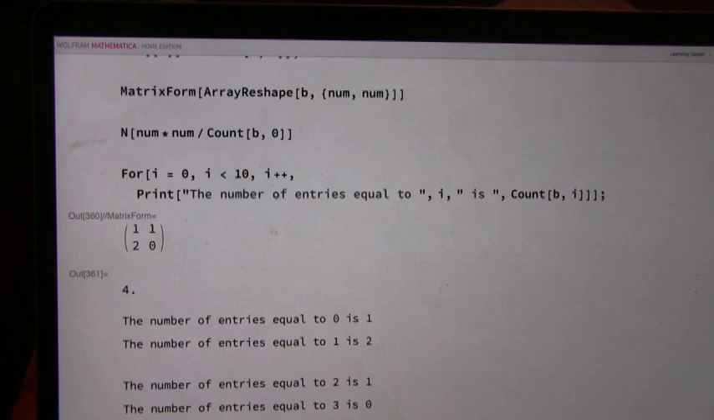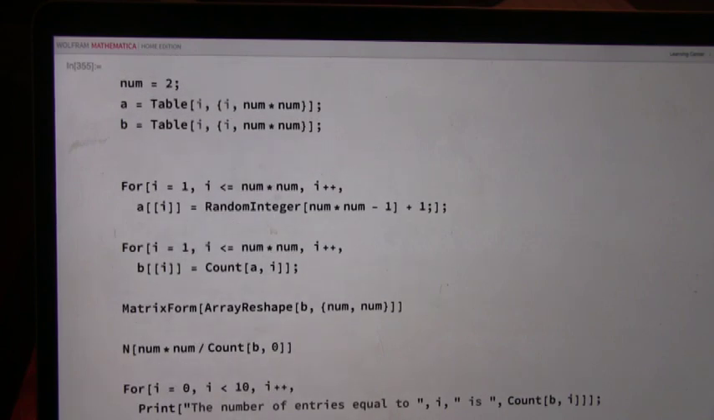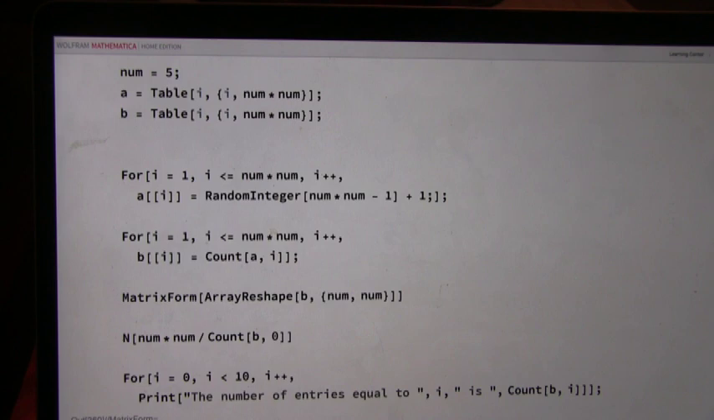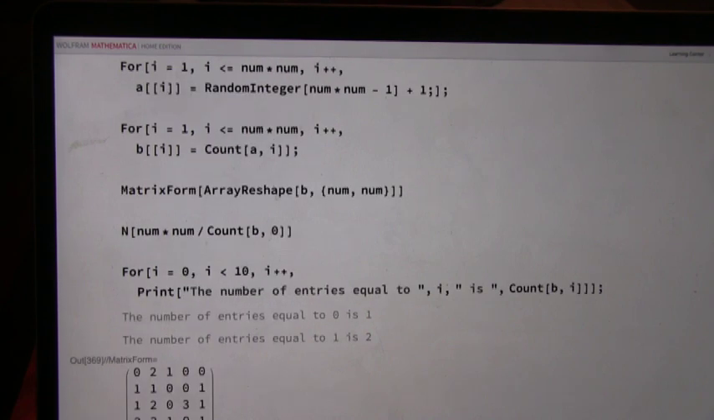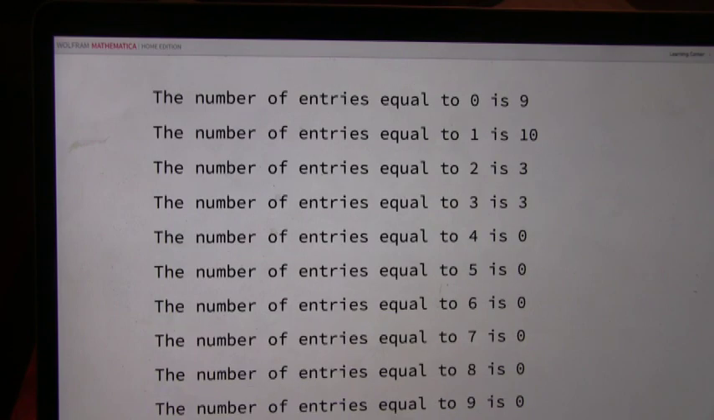Okay, we could do this by hand with our 2x2, but let's go up to a 5x5 and see what we get. Lost the mouse, where is it? There it is. Okay, so maybe I'll zoom in on the grid here.